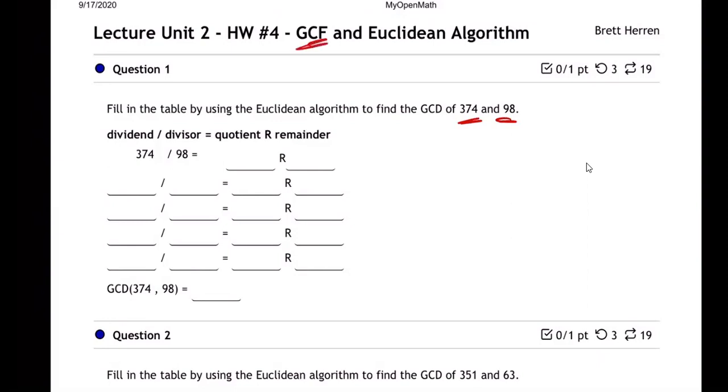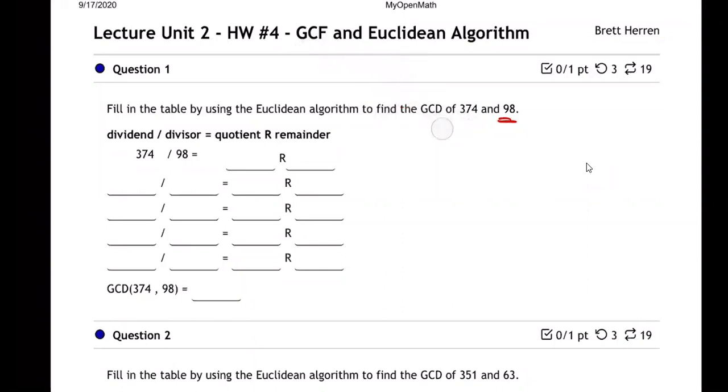That's what the GCF or GCD is. Those are the same. GCF and GCD are two ways of saying the same thing. They're asking us to find the greatest common divisor, greatest common factor, for 374 and 98. What's the biggest number that goes into 374 and 98? What's the greatest number that we can divide into both of those numbers? So how do we find it?